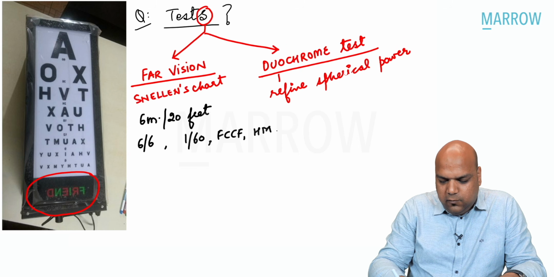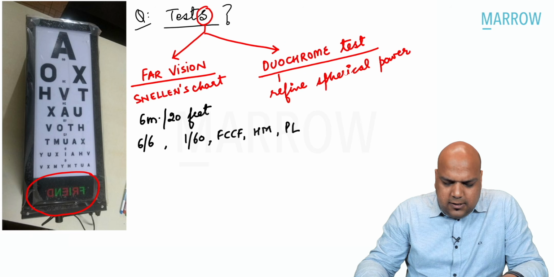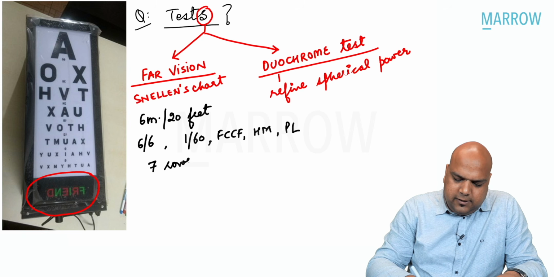Then we go to hand movement. Then we go to perception of light rays. That's the basic idea. I don't think there is anything to explain here. How many rows of letters are there? There are 7 rows of letters.